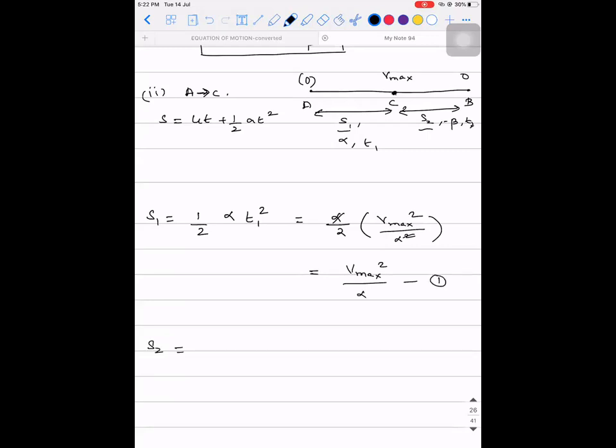Similarly, for S2 is equal to U dash into T dash plus half into V max square by 2 alpha. You want to apply V square minus U square is equal to 2AS. Oh, here V max square by 2 alpha. Okay, 2 alpha. So for the journey C to B, what equation can I apply?